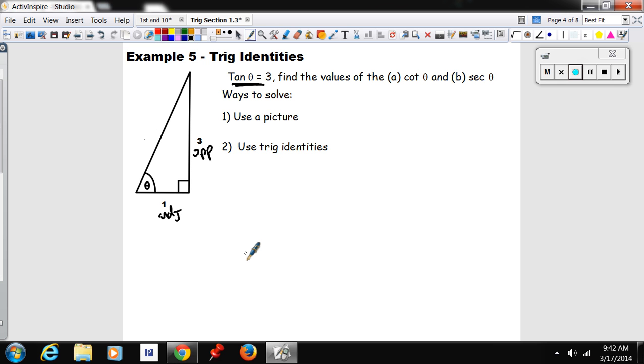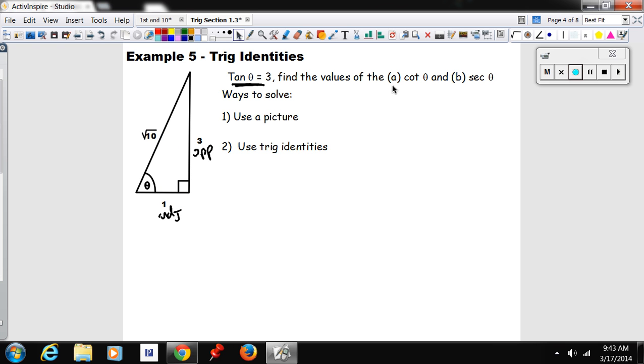Now how did I get the radical 10? How did I know that this side right here was going to be radical 10? A squared plus b squared equals c squared. And that's how I got this radical 10 right here. So that's how I came up with the triangle. I put in the 3 and the 1 first. Then I did Pythagorean theorem to get the radical 10.